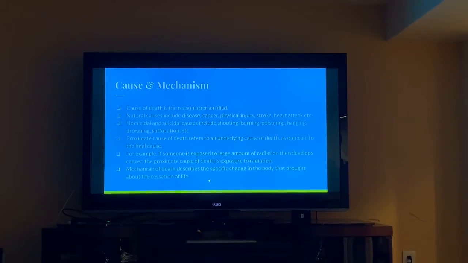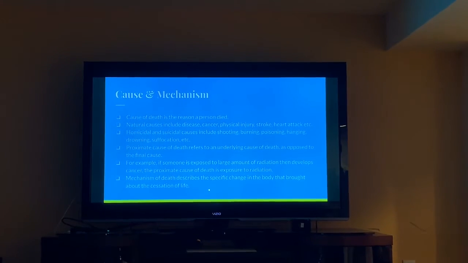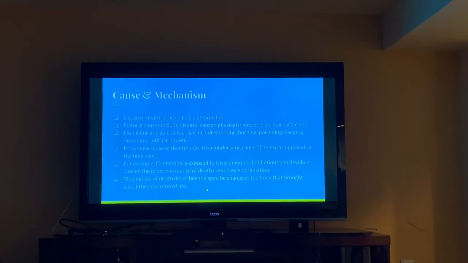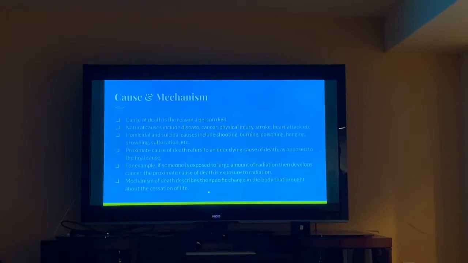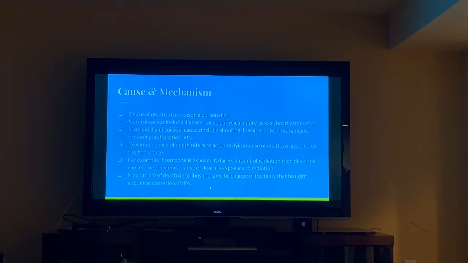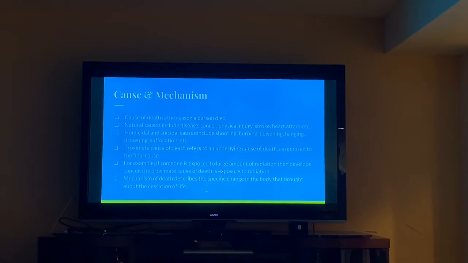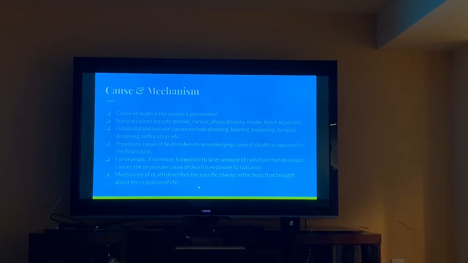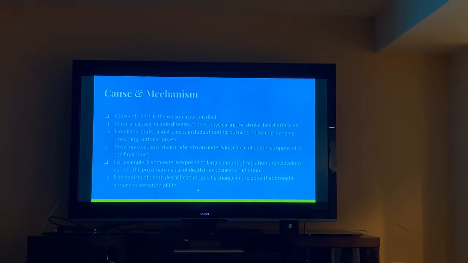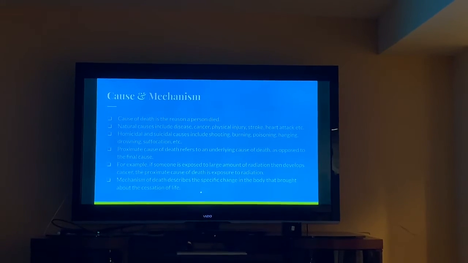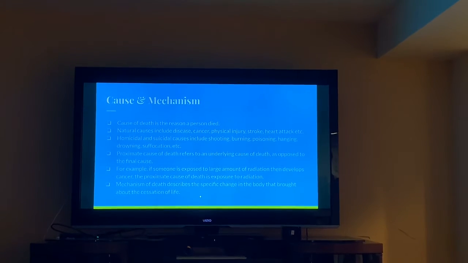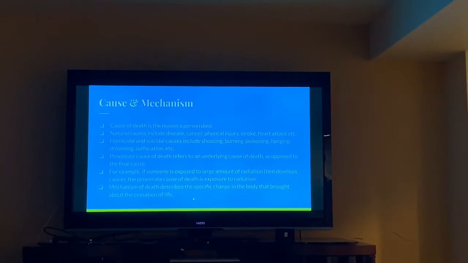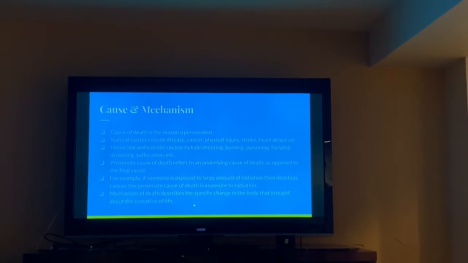Next, we are going to be talking about the cause of death and the mechanism of death. Cause of death is the reason a person died. Natural causes include disease, cancer, physical injury, stroke, heart attack, etc. Homicidal and suicidal causes include shooting, burning, poisoning, hanging, drowning, suffocation, etc.